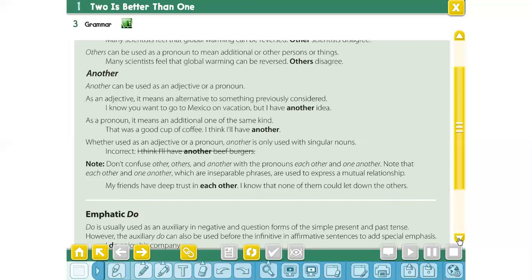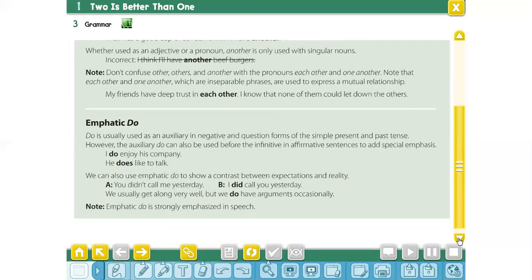Okay. Now let's move to the second point, which is emphatic do. What's emphatic do? Of course, my dear students, we know that we use the verb do in the present simple and the past simple if we want to change the sentence into negative or to change it into a question. But here we can use do, does, did in statements, in affirmative sentences. Why? In order to emphasize an idea.